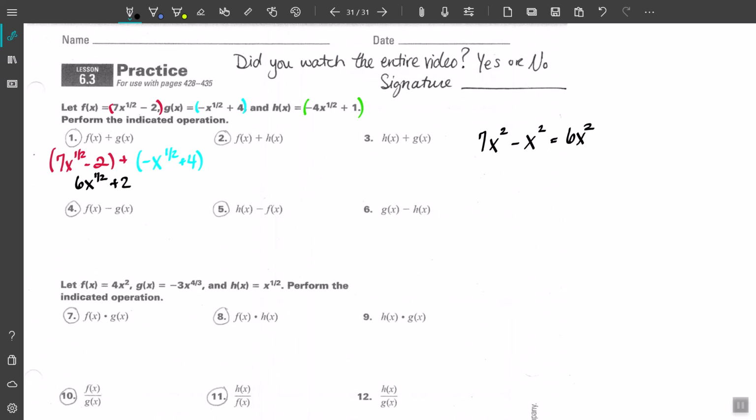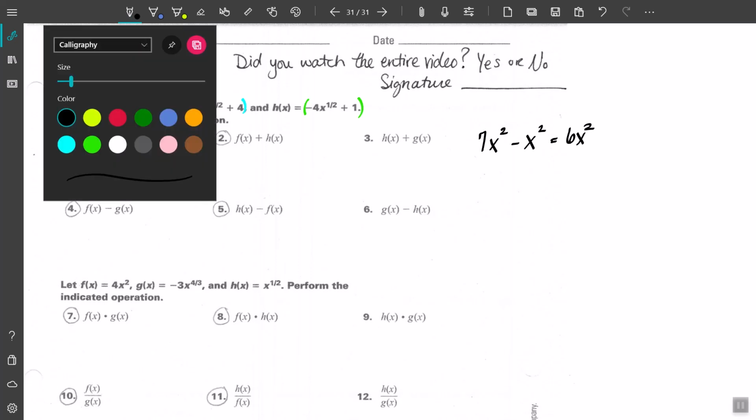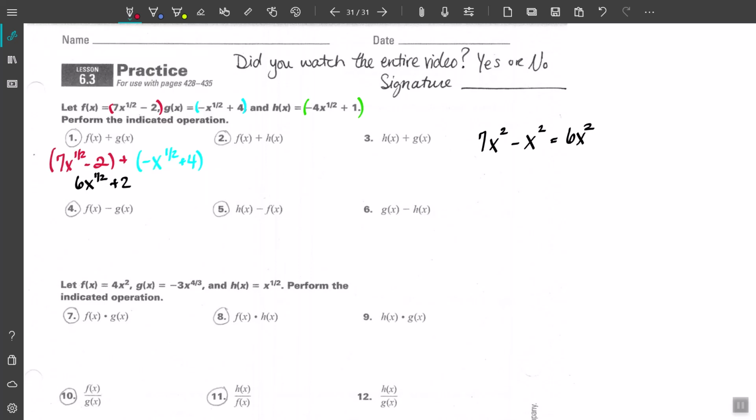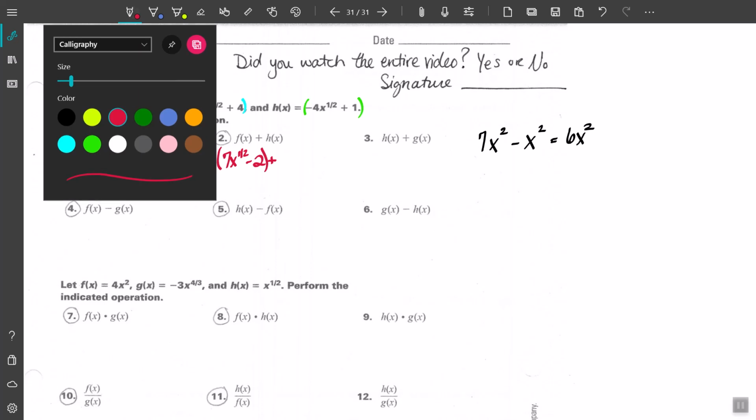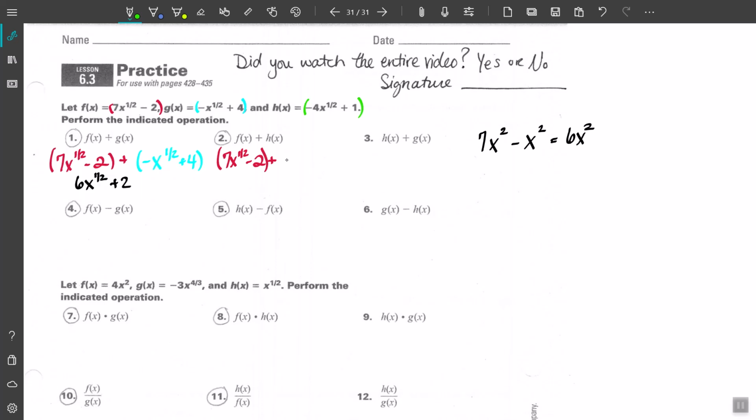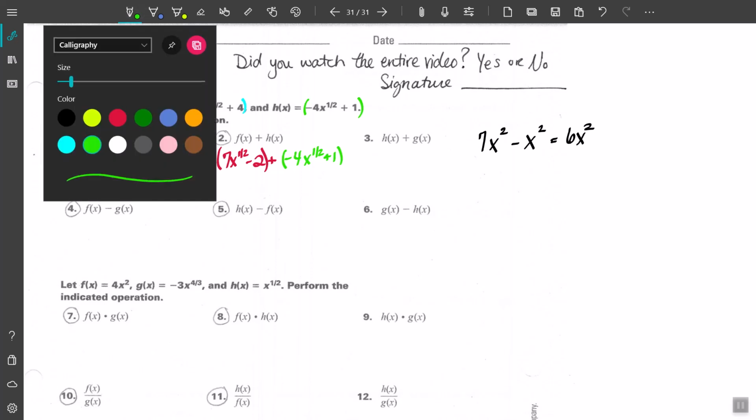All right, if we do the same thing on number 2, but now I am adding together f of x, which once again is the one in red, and I'm going to add to that h of x, which is the one that's in green right here. Now my parentheses don't matter a whole lot right now because we're adding, so we're not going to have any sign changes. It's going to matter more down here in 4 and 5 that we keep those parentheses together until we're ready to actually combine.